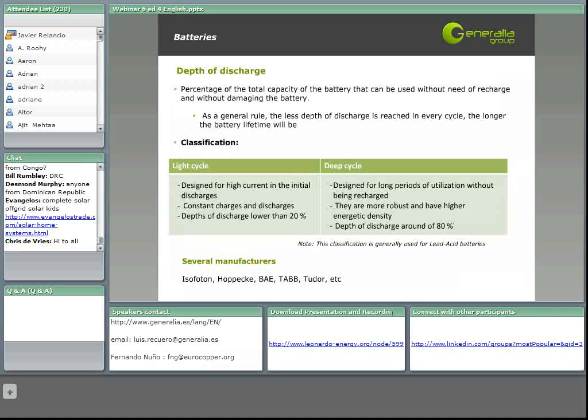For light cycle, we can get a depth of discharge of about 20%, while for deep cycle, we can get to an 80%. The point is that light cycle batteries are prepared for constant charge and discharge, but deep cycle batteries are more robust and have higher energetic density. Anyway, you can get information from the manufacturers which are at the bottom of this slide, for example, Isophoton, Hopec, BAE, TAP, Tudor, etc.